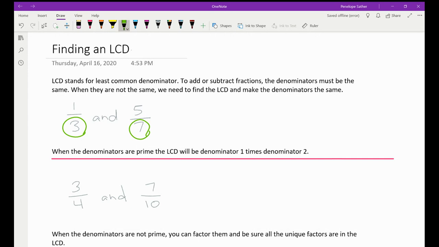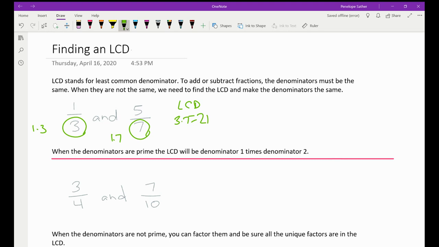If your denominators are prime, meaning they're not going to factor, such as 3, the only way to get 3 is to multiply 1 times 3, and the only way to get 7 is to multiply 1 times 7, so that means they're prime. If you have two prime factors, what you want for your LCD is to just multiply those two things together. So here, our least common denominator is going to be 3 times 7, or just 21.